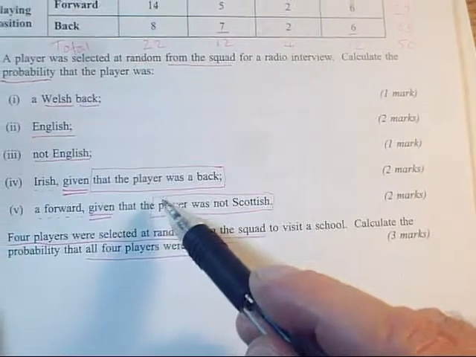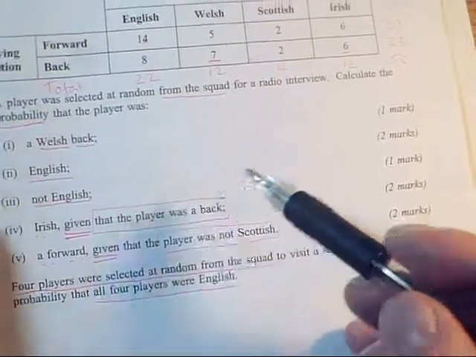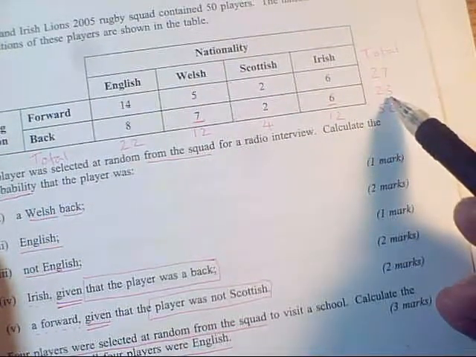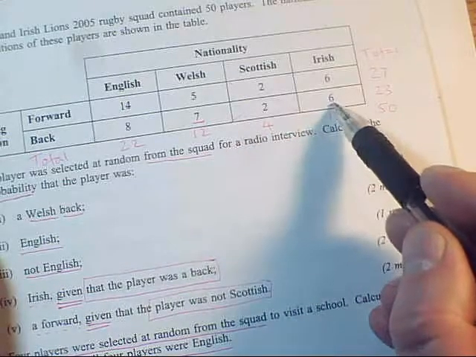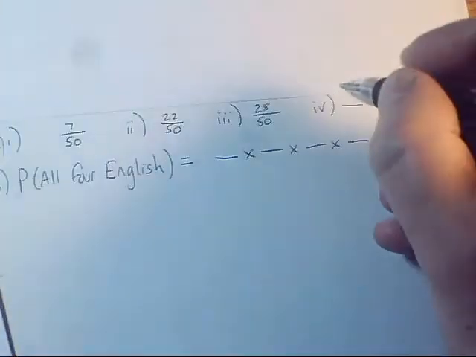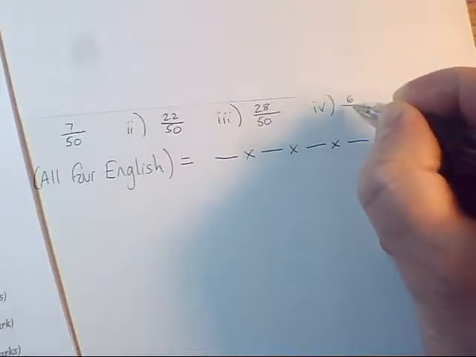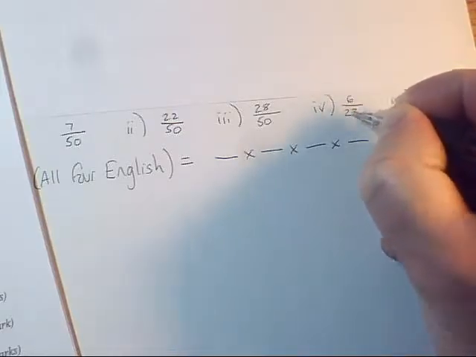For the fourth one, now we are given the player was a back, so I'm only interested in these 23 people here, and I want them to be Irish, so it's just these 6 people out of 23 that are the Irish backs out of the total number of backs.